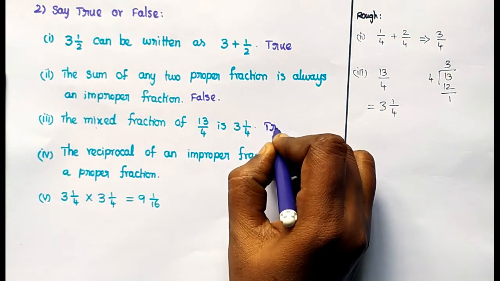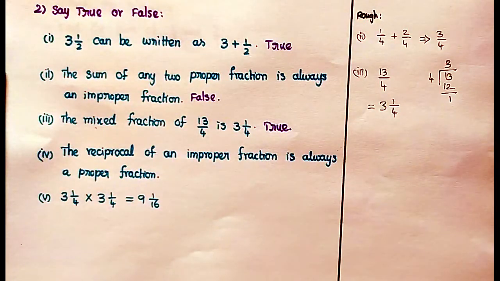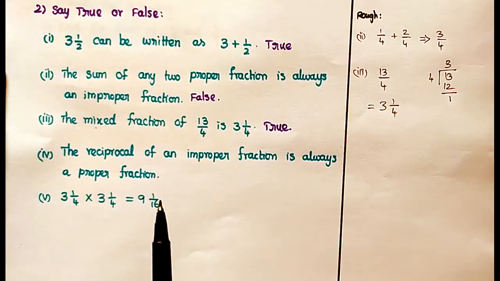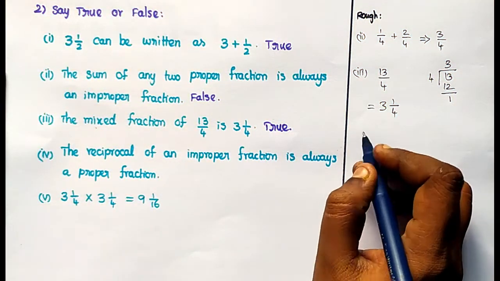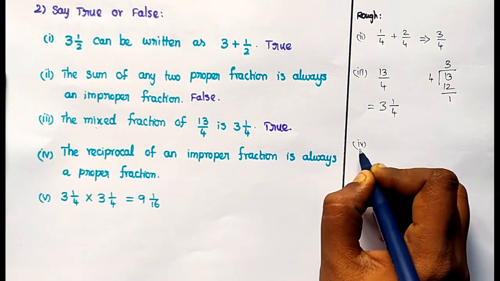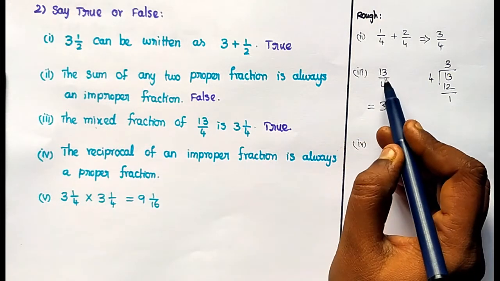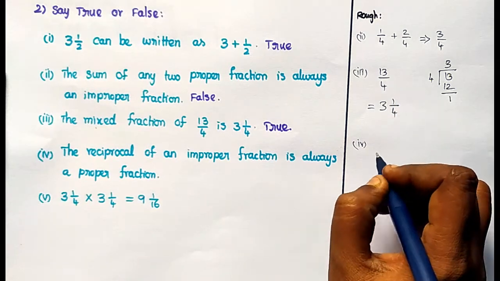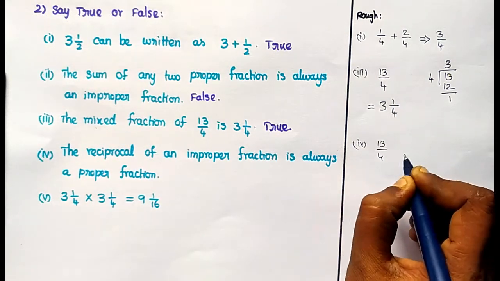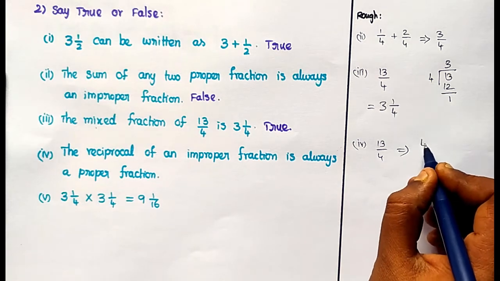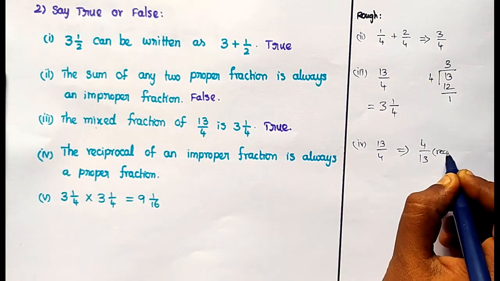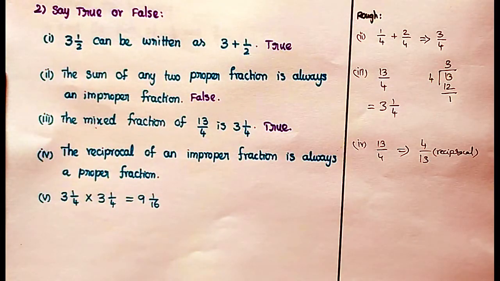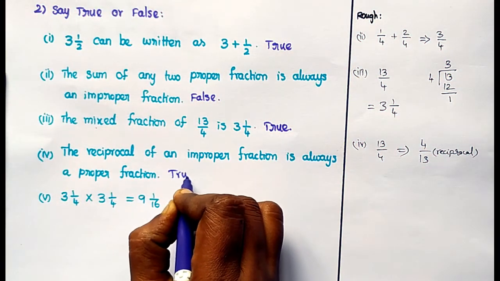So, that is true. Next, the reciprocal of an improper fraction is always a proper fraction. Yes, take any improper fraction, that is also an improper fraction because the numerator is greater than the denominator. So 13 by 4, what is the reciprocal? 4 by 13. So, that is a proper fraction. So, that is also a true statement.